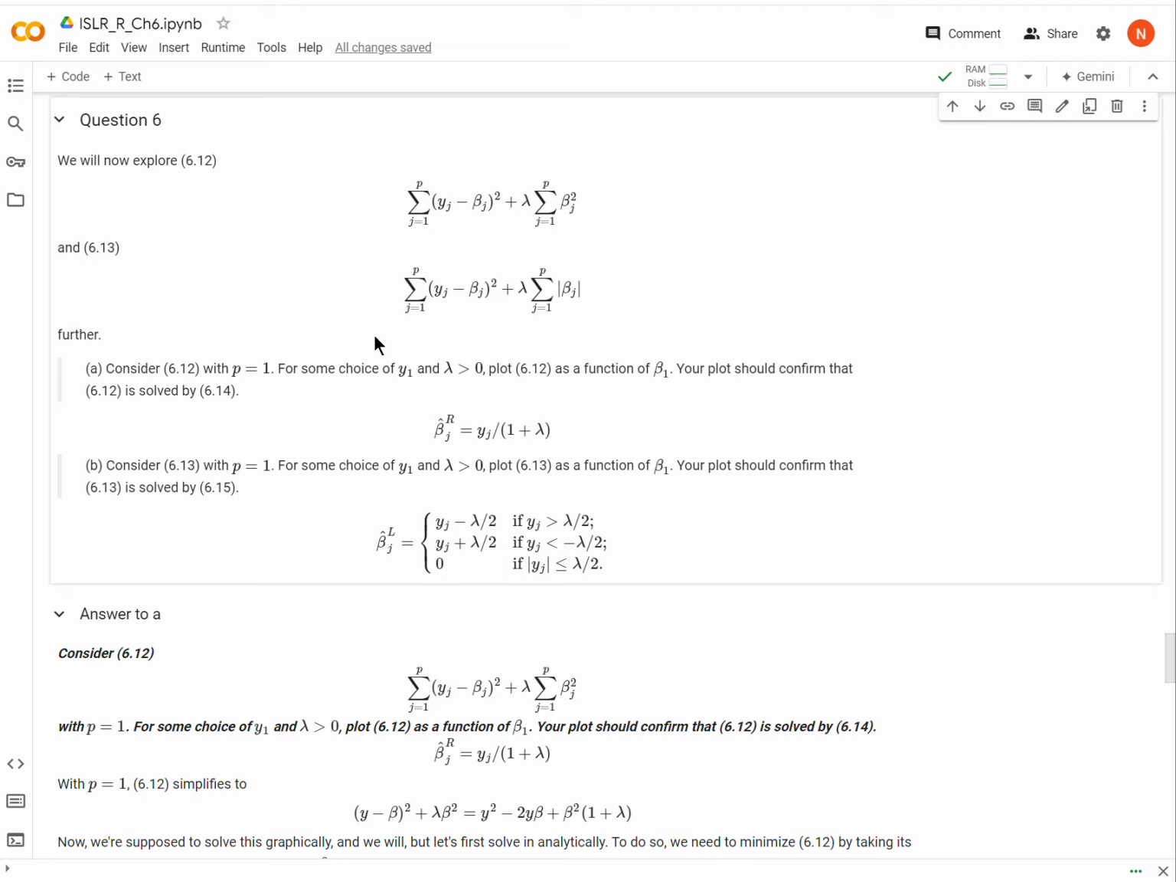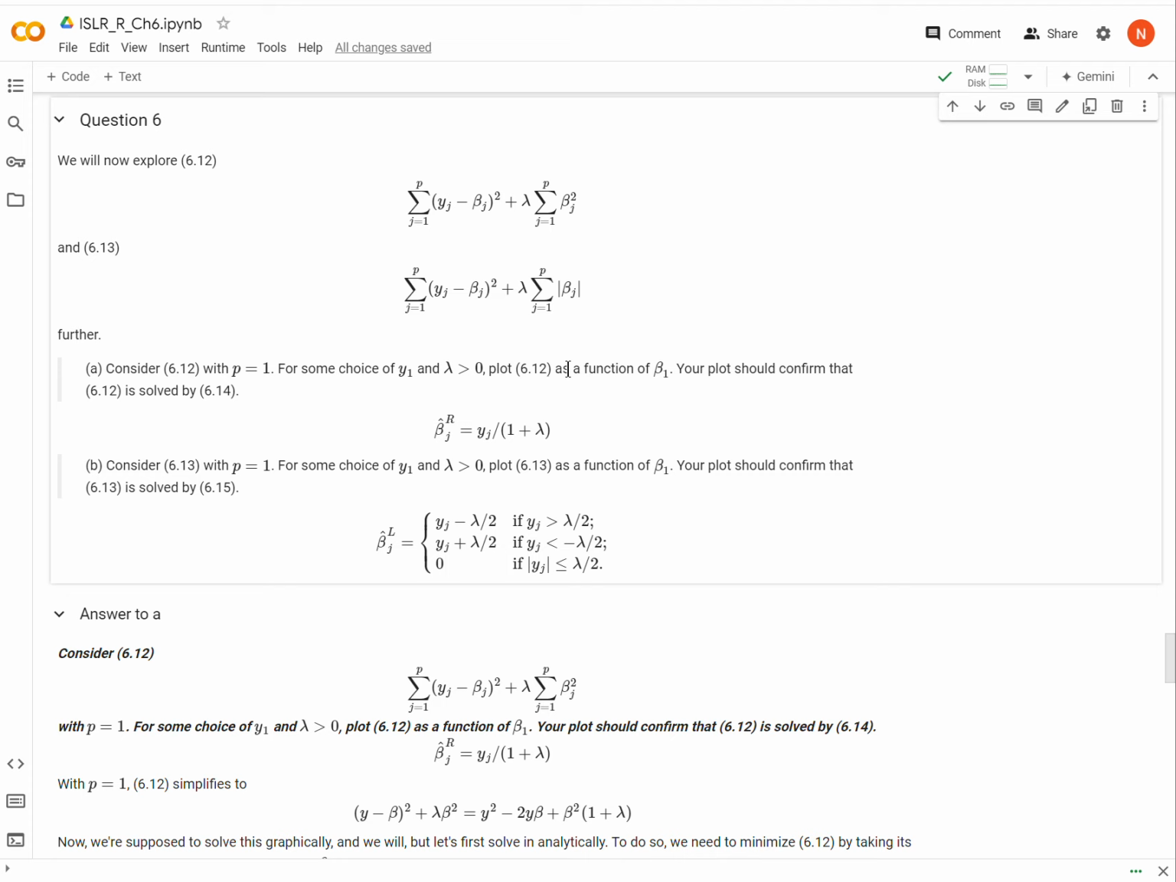In both of these, we're going to be doing something similar. So I'll read the ridge regression question here. Consider equation 6.12, again, the loss function for ridge regression with one parameter. In other words, these summations are really only taking place over one parameter, one beta, for some choice of y1, or I think that might be yj, but where lambda is greater than 0.